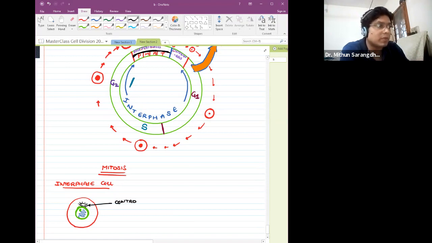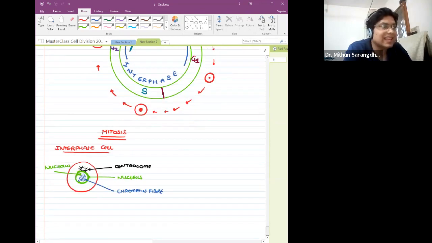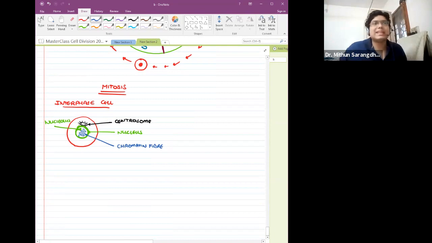Let me just show all the parts. So this is going to be the centrosome. This is going to be the nucleus or the nuclear membrane. Then we are going to have this as your nucleolus, and finally we are going to have this as your chromatin fiber. So guys, when the cell is not dividing, when the cell is at complete rest, you are going to see that the cell looks something of this sort.